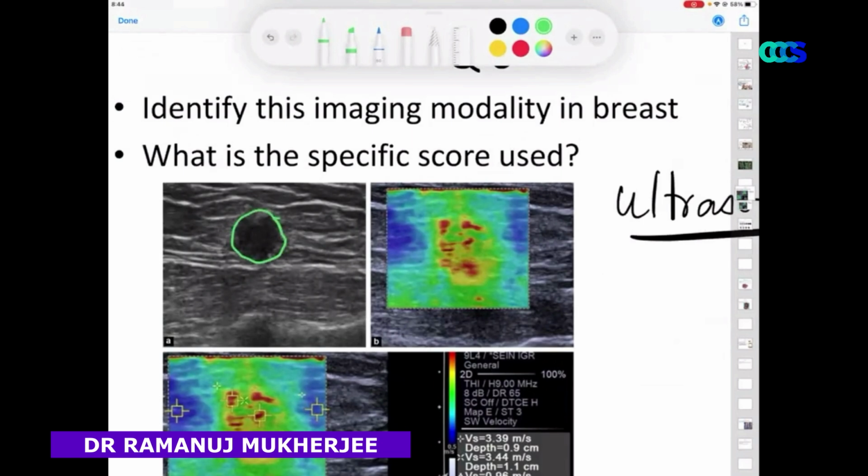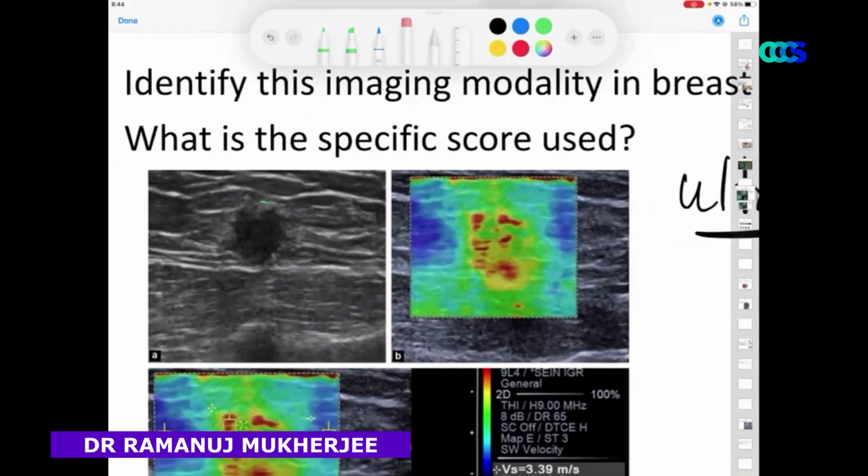Yes, sir. What will be the ultrasonographic interpretation of this one? Hypoechoic lesion. Very good. What about the margin? Not well defined. Can you see that the margins are irregular? Irregular, yes, sir. Is it a homogeneous or a heterogeneous appearance? Heterogeneous, sir. Very good.